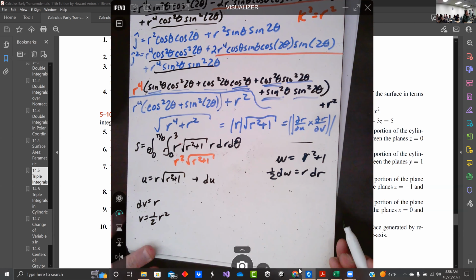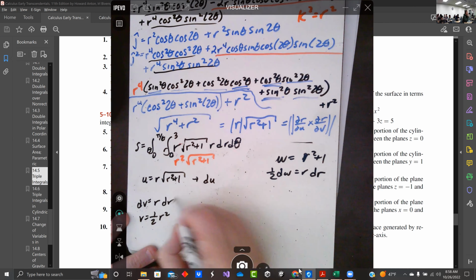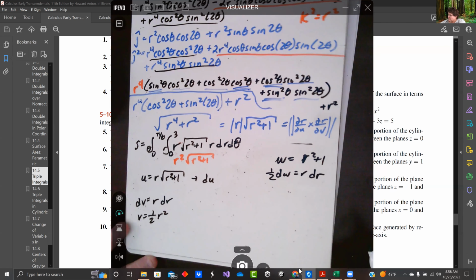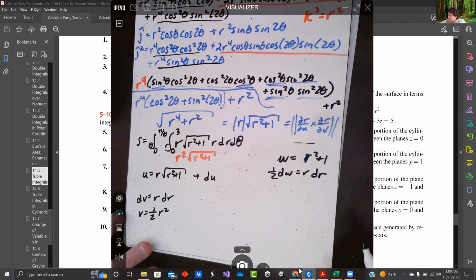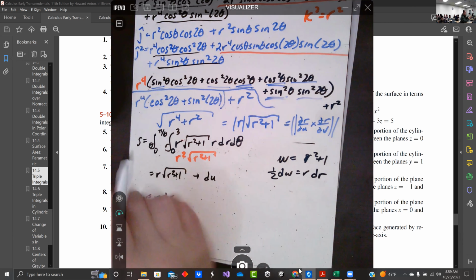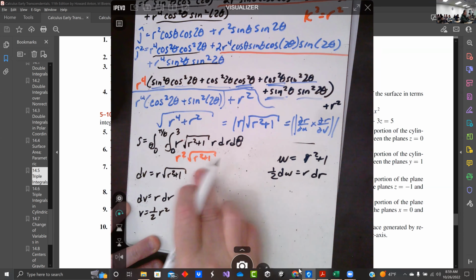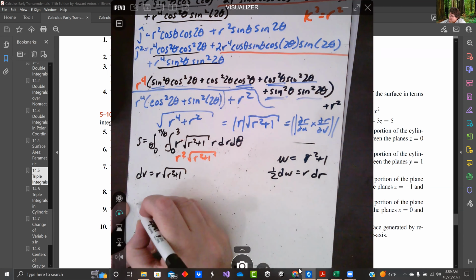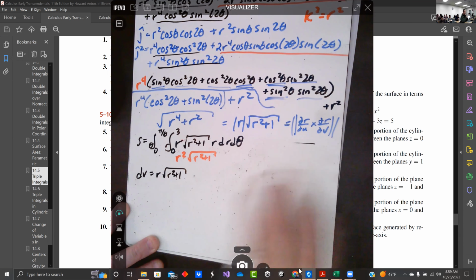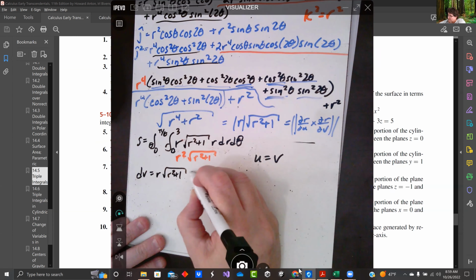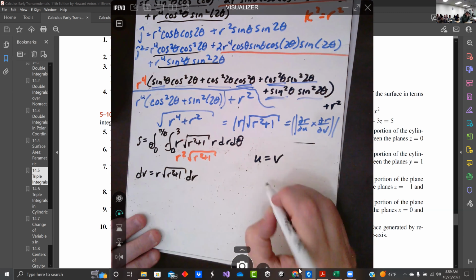You have this. How many of you see that, you're gonna be like, I got these backwards. Let's switch these. Let's make that DV, and U equals V. So I can do that. So DV equals, so now we can do that.